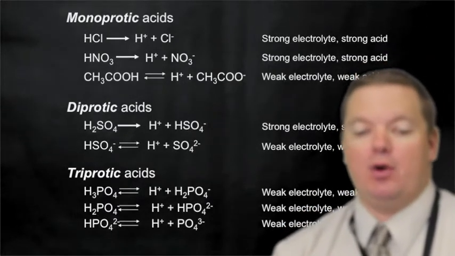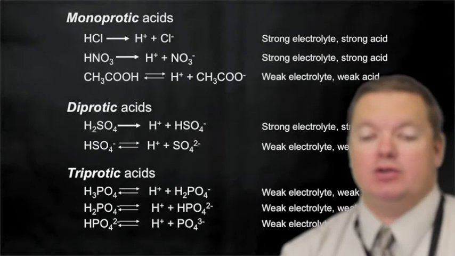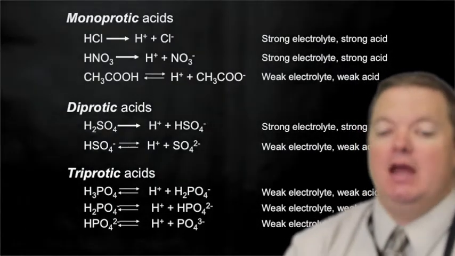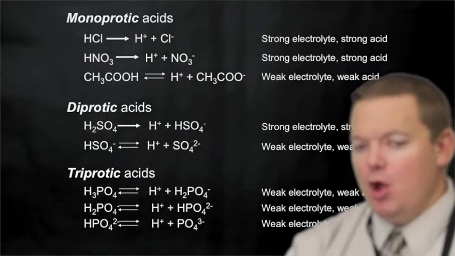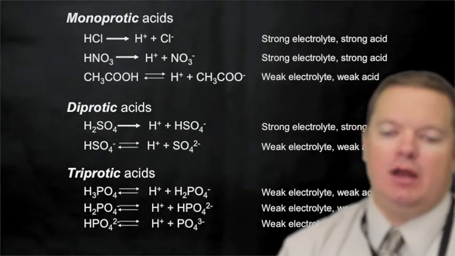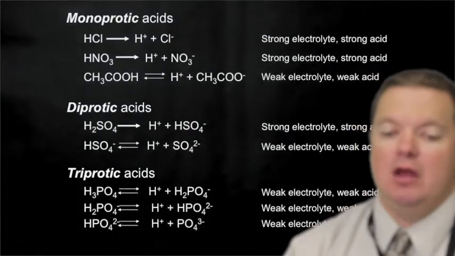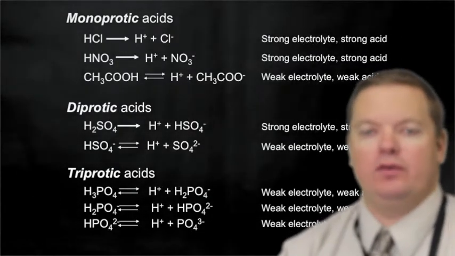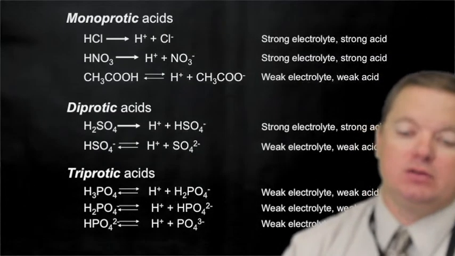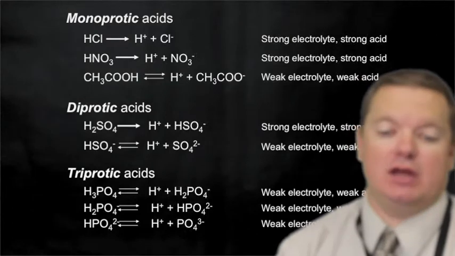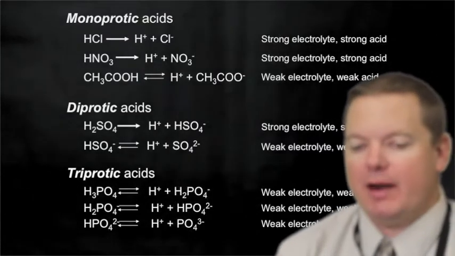We can also have diprotic acids, where we have two ionizable hydrogens. A good example of that is sulfuric acid, H2SO4. We can lose one hydrogen. Initially, that would be a strong electrolyte, completely dissociates, so strong acid. The second hydrogen, though, is not. It's a weak electrolyte, so it's a weak acid. It doesn't dissociate completely, or at least not automatically.